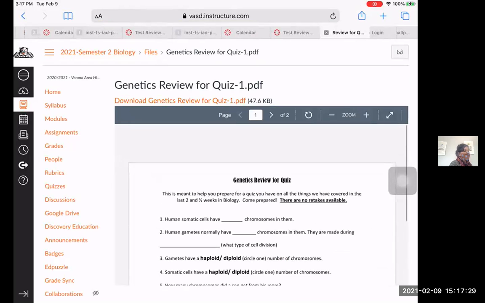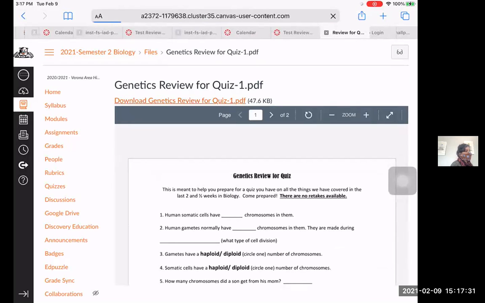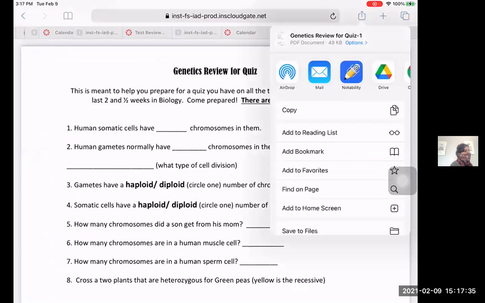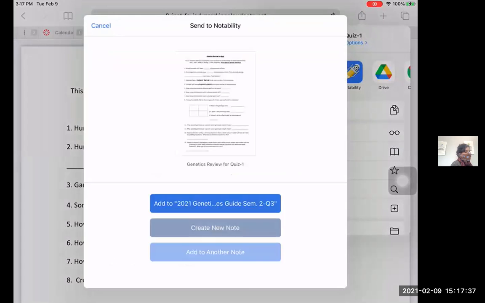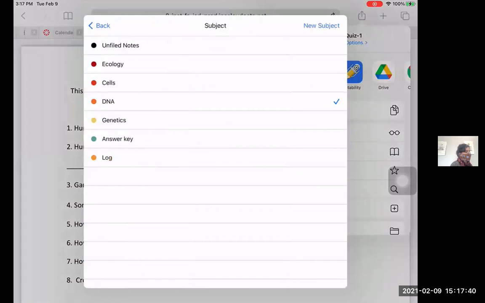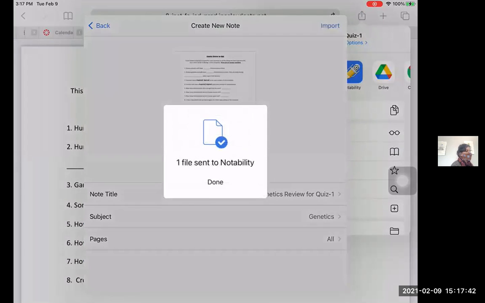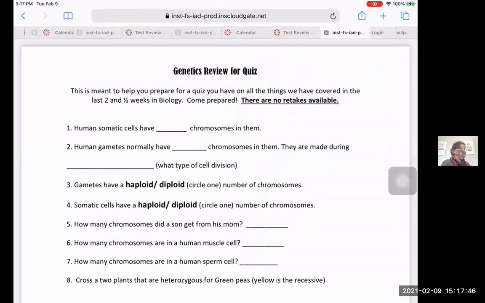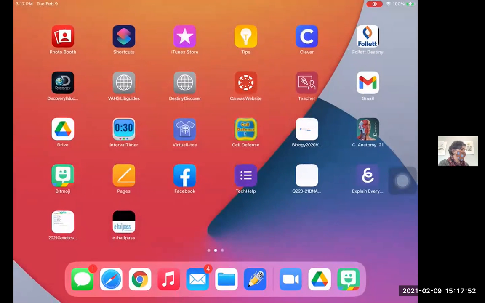This is a 2-page review. I used to give a quiz during this unit and this would be the quiz review, so I included it here. I would send that to Notability as well and use it to study. There is no practice test like there have been for other tests in biology. So this is your practice test.